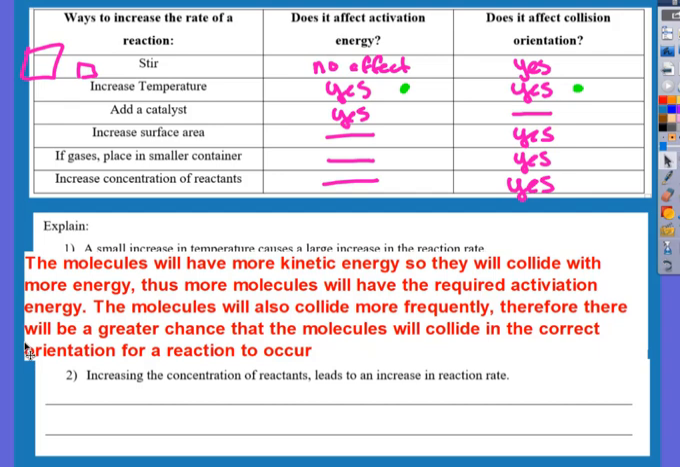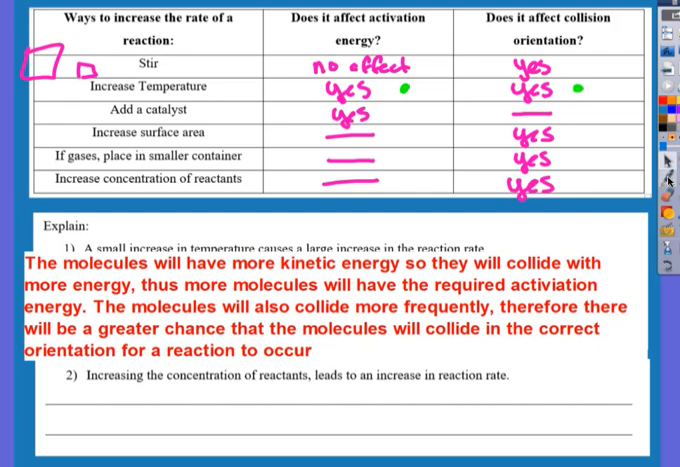So the full answer you would need would be this. The molecules would have more kinetic energy, so they collide with more energy. Thus, more molecules have the required activation energy. The molecules also collide more frequently, therefore there will be a greater chance that the molecules will collide in the correct orientation for a reaction to occur. Notice I'm citing both things, activation energy and frequency of collisions, which affects your correct orientation.